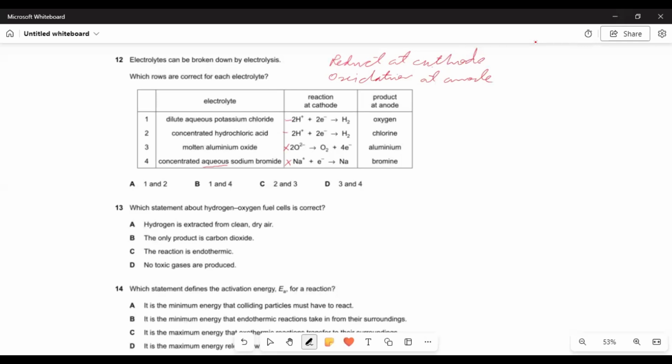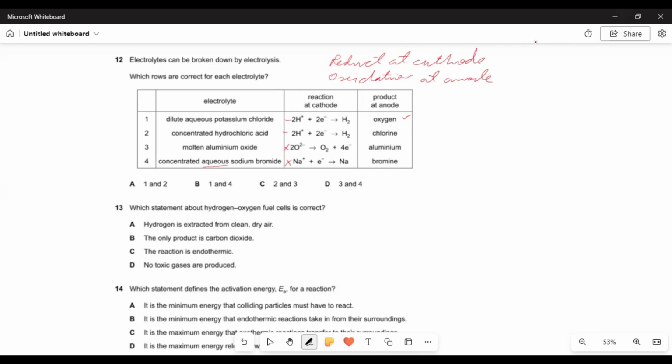So here both are possible in terms of reduction, but see what the electrolytes are. Dilute aqueous potassium chloride. Potassium cannot be reduced in the presence of hydrogen ions. So hydrogen ions will be reduced to produce hydrogen gas, so it is correct. And as it is dilute, instead of chloride, hydroxide will be oxidized to oxygen gas. So oxygen is the product, it is correct. So option 1 is completely correct.